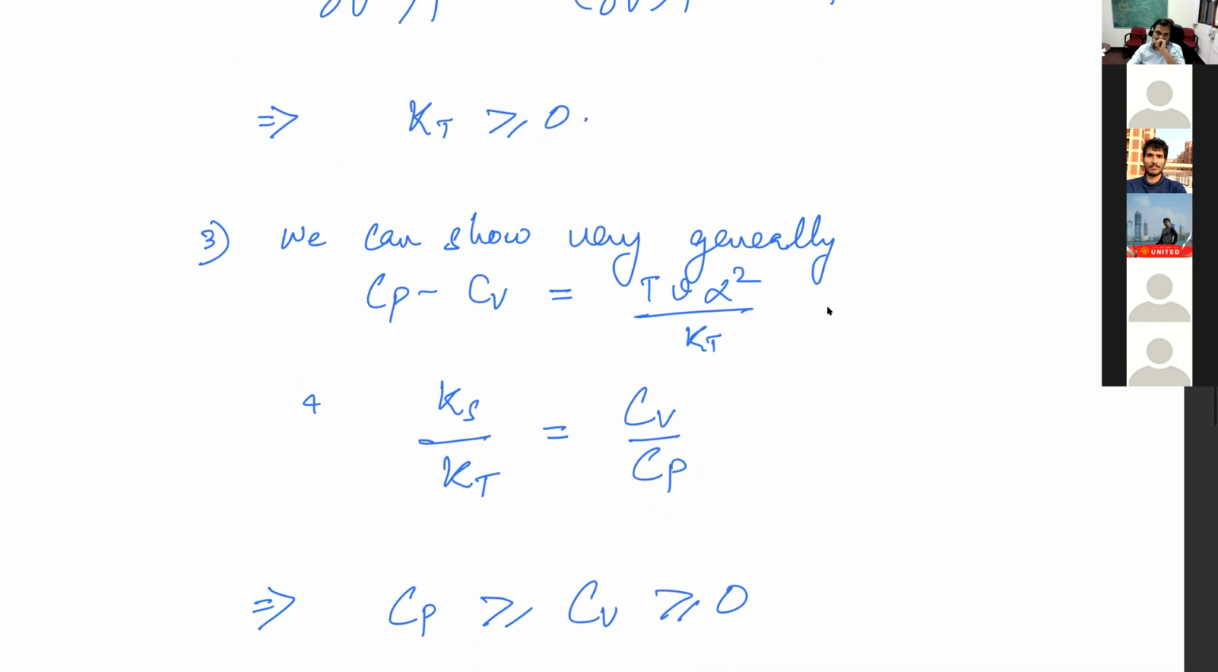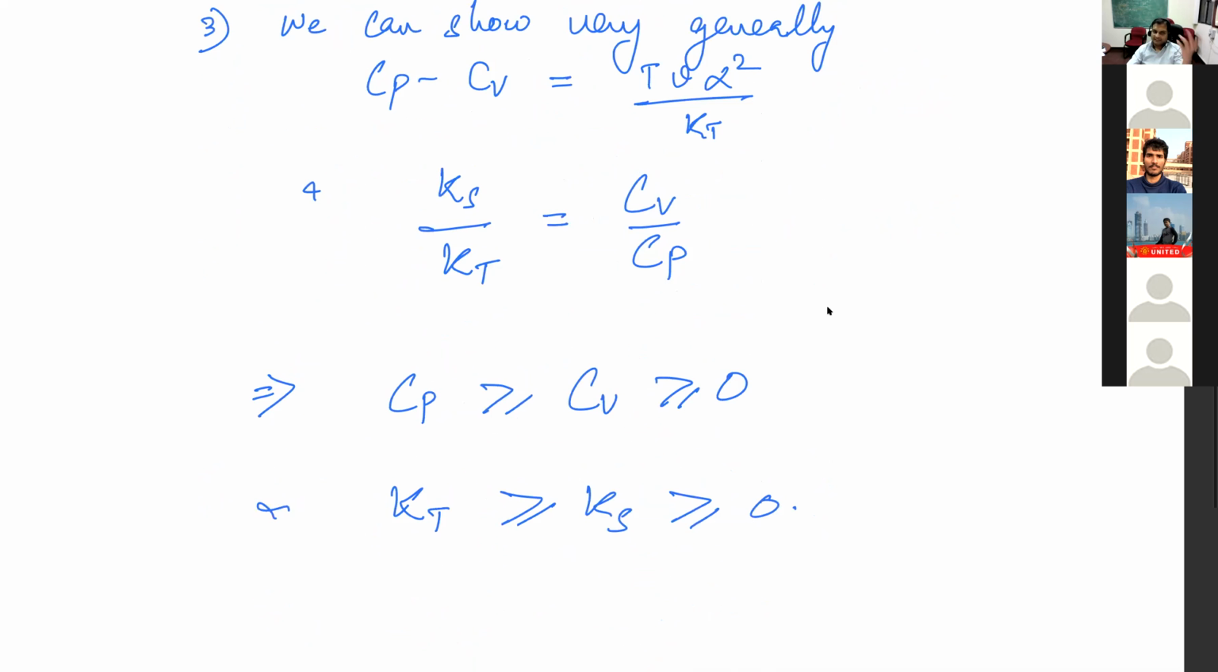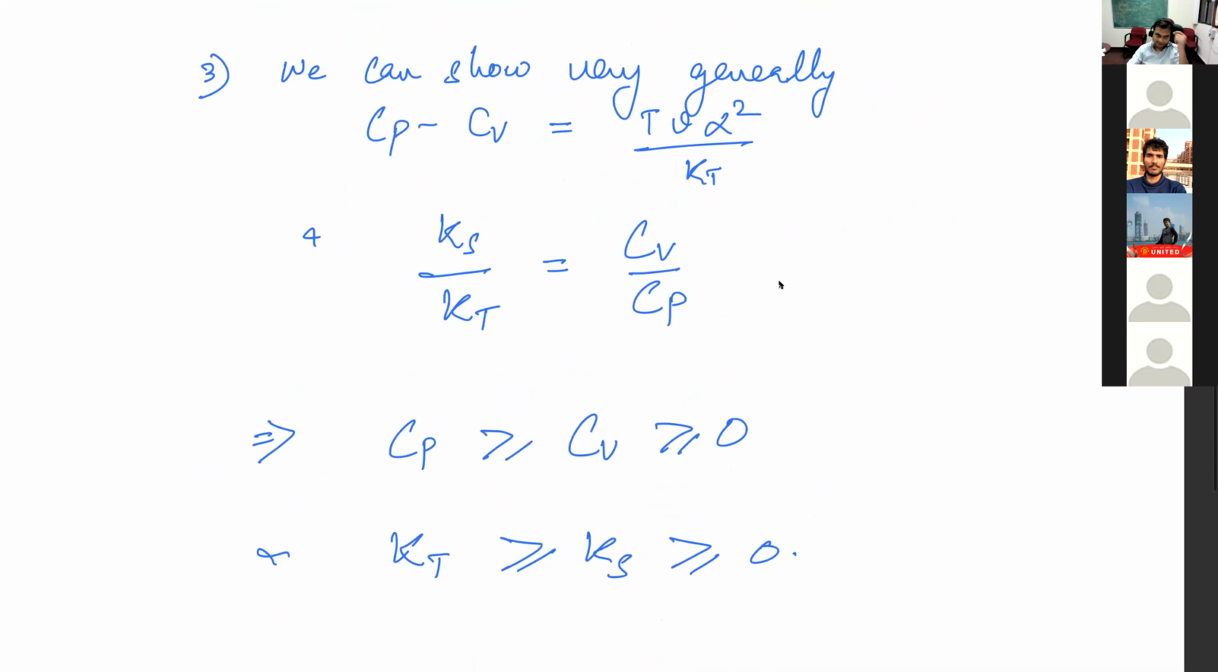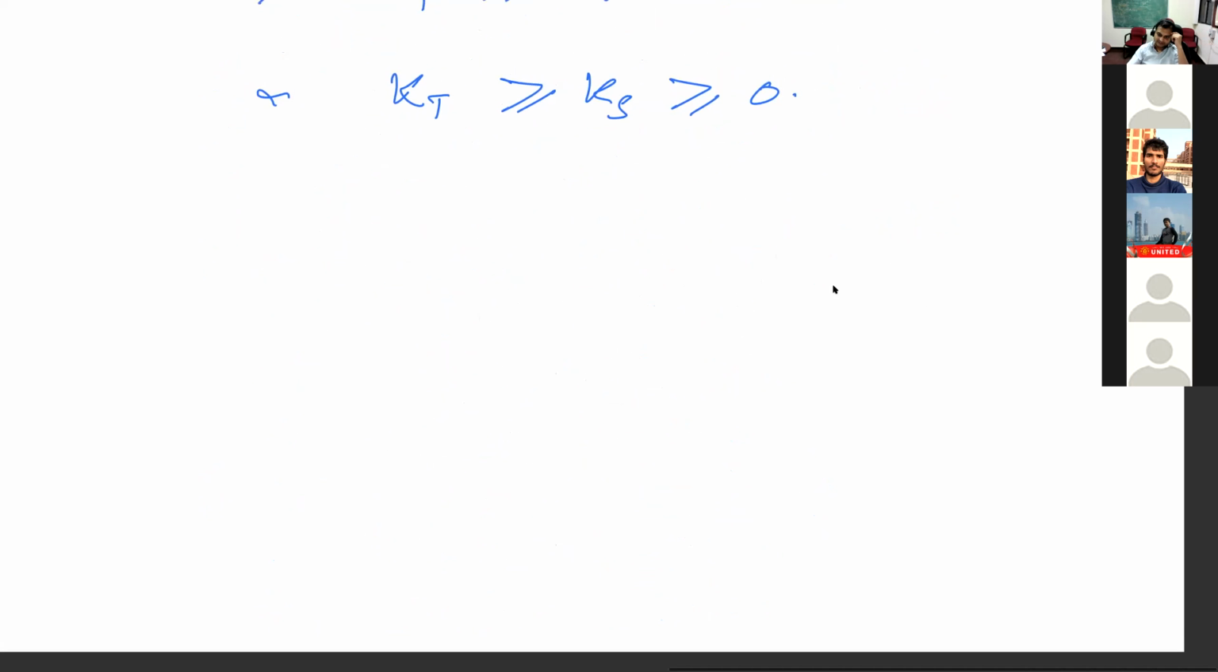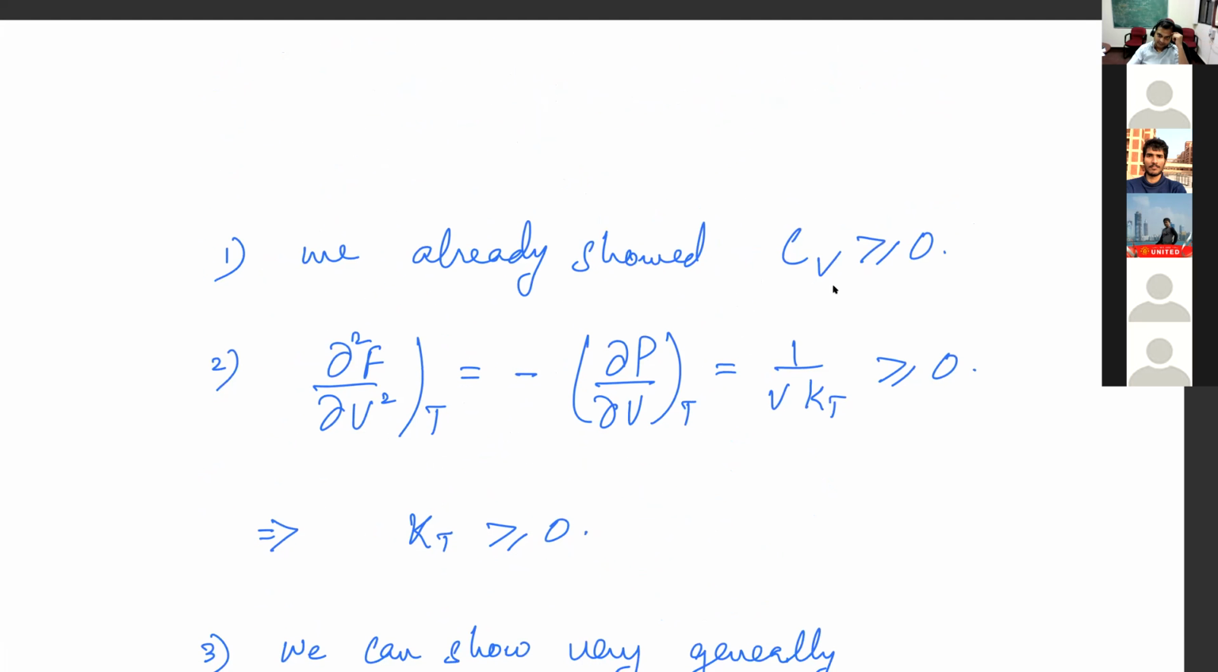And similarly, you can use the relations you had shown earlier, and using those you can show that Cp should be greater than Cv in general, and kappa T should be greater than kappa S, and both of them should be greater than 0. So that's it for today. I'll stop here.